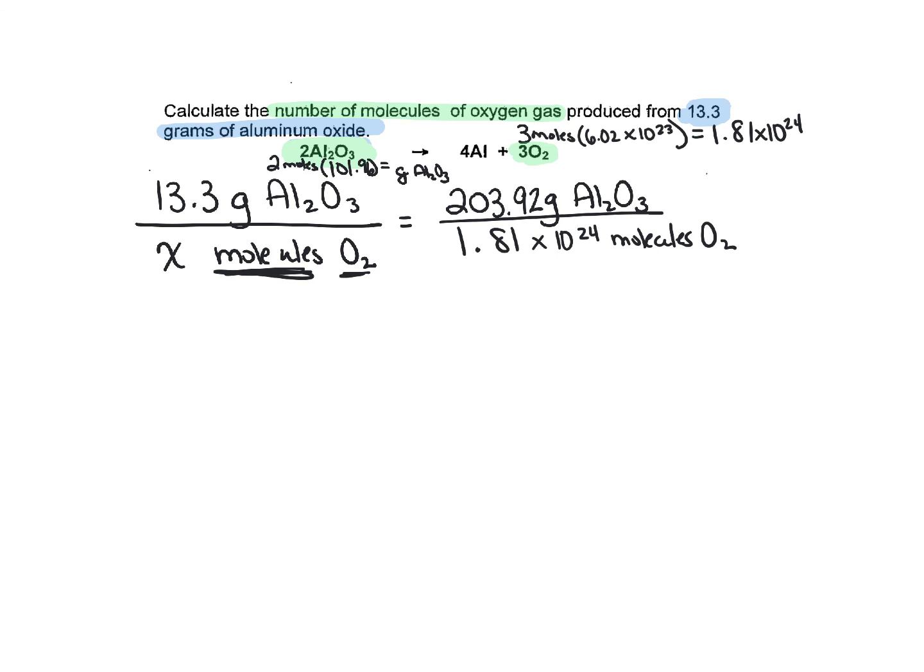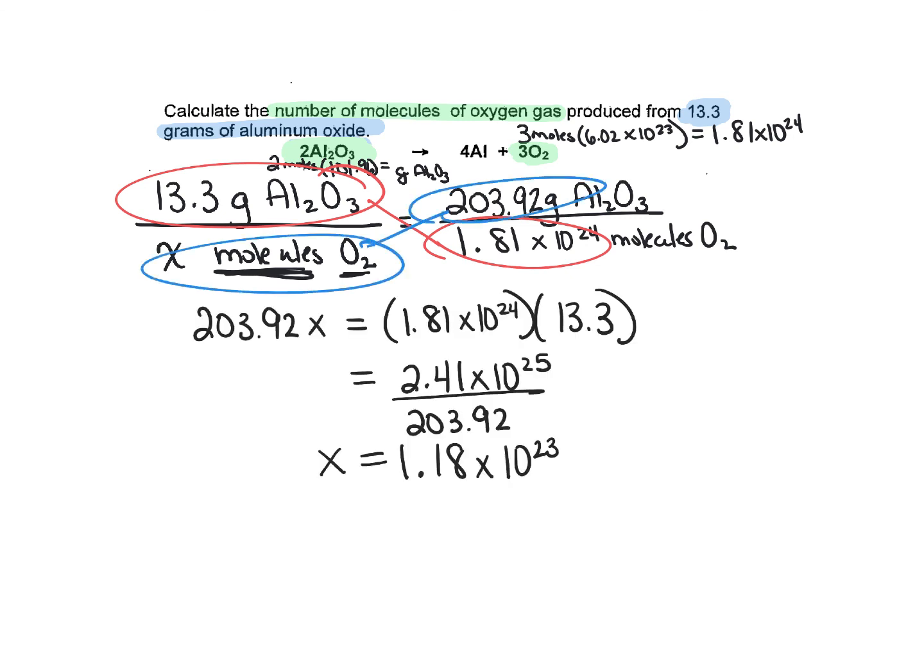So to solve this problem, we simply again do our cross multiply and solve for x. And so you can see my work, and my answer is 1.18 times 10 to the 23rd molecules of oxygen.